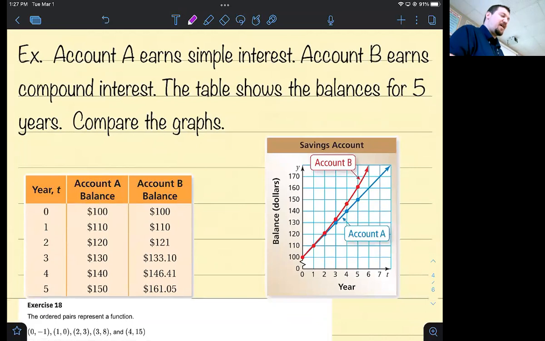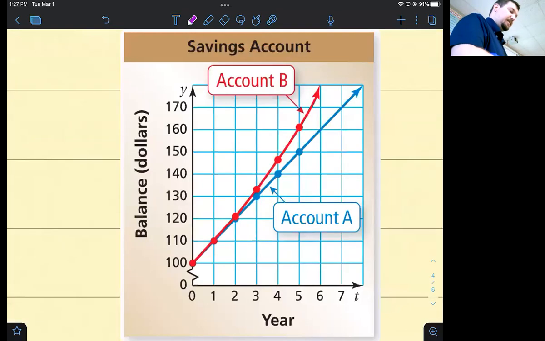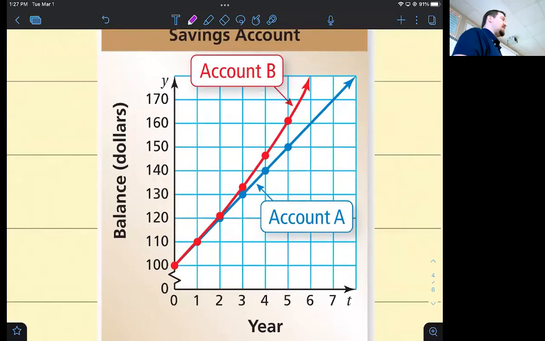Next example says account A earns simple interest, account B earns compound interest. Now, we'll talk about the simple interest formula. I wish we would have had an opportunity to do that in our practice test, but they didn't actually use the simple interest formula. But simple interest is different from compound interest. What do you notice about the difference between simple interest and compound interest? If A is simple and B is compound, and you're looking at their balances, what can you say about the simple interest formula?